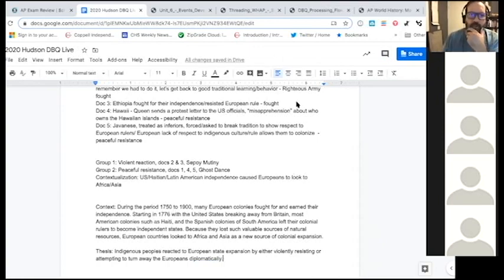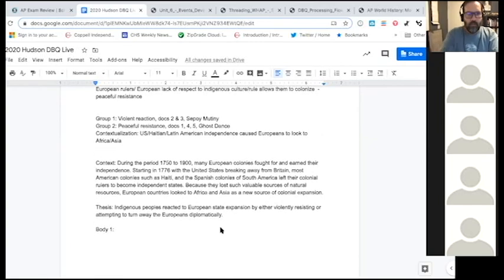Okay, so I varied it a little bit from just saying peacefully or violently there, but there are my two categories: violent resistance or more diplomatic resistance. Okay, so body one, I'm going to start with the first thing in my list, which is violent reactions, because that, I mean, it's just parallel. Okay. So again, I want to link it directly to my thesis.